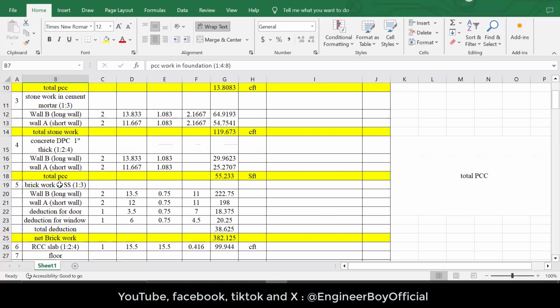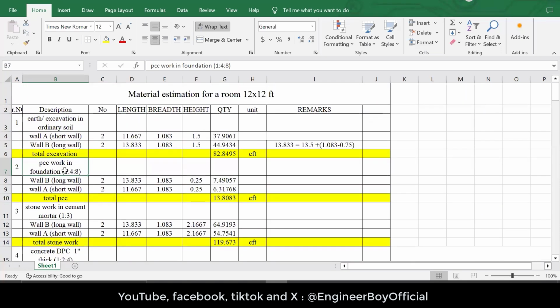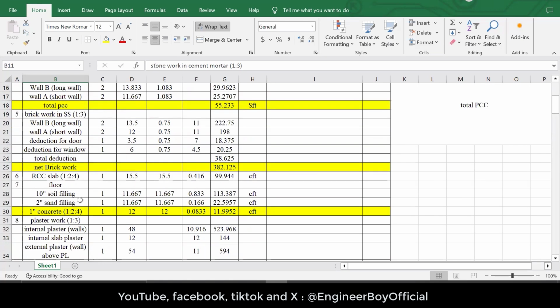However, there can be 1 to 4 maybe. We do not have 148 twice. Just focus on this. Stone work in cement mortar is 1 to 3, and the plaster work is also 1 to 3. The RCC slab is 1 to 4, and here the 1-inch concrete is also 1 to 4. It means we have to add 382 and that 11.9. After addition, then we will have analysis.